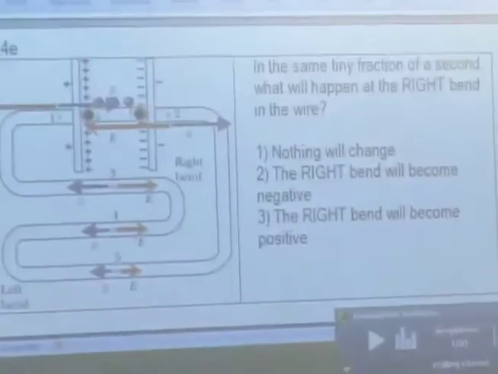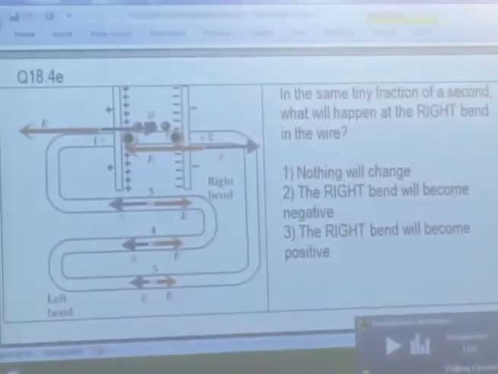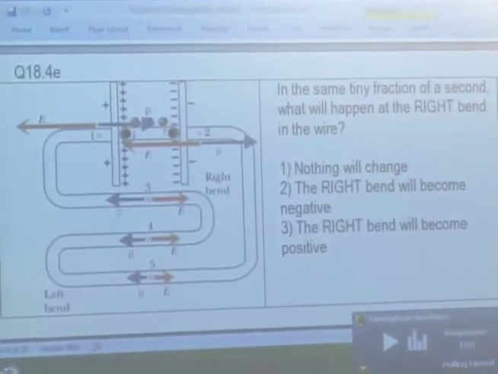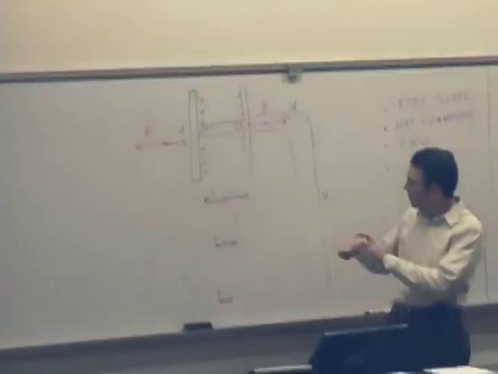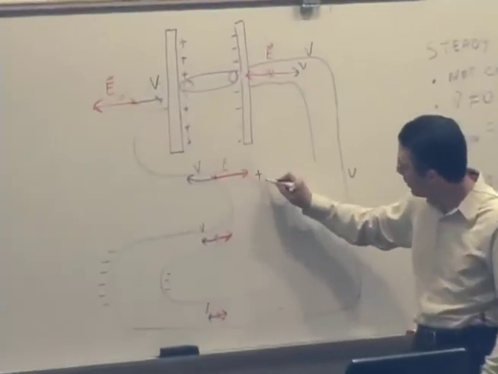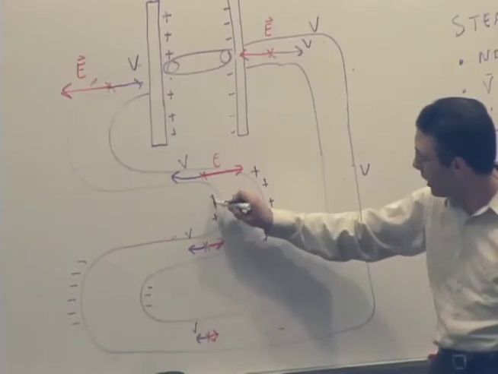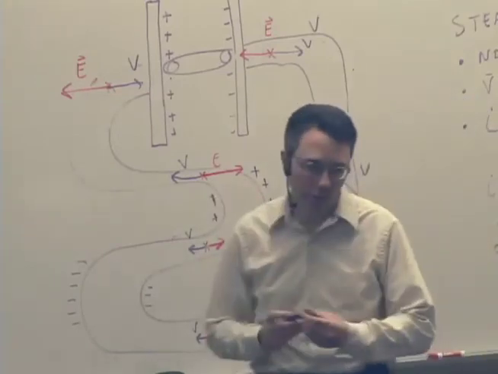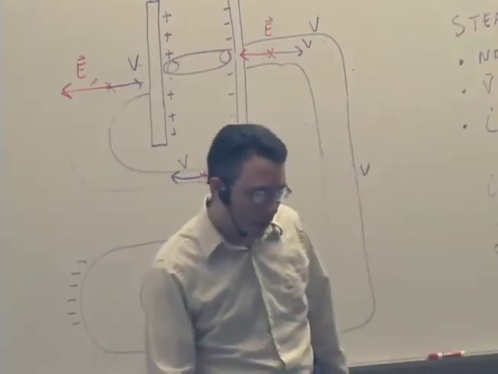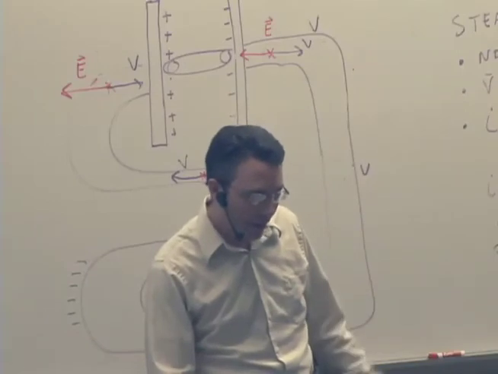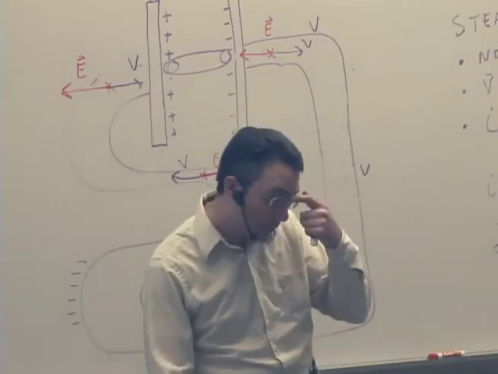Well, okay, what do you think is going to happen at the right bend? Just call it out. It's got to get more positive, right? Because electrons are leaving this end and electrons are leaving this end. So we're going to have a deficiency of electrons over here. So we end up with an excess amount of positive charge. Okay? Well, and we talked about that. Okay, it's got to be on the surface.